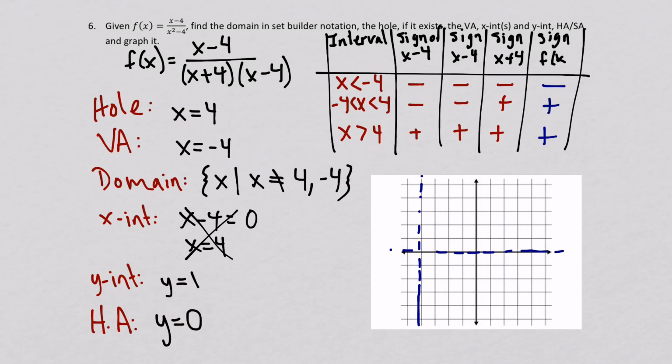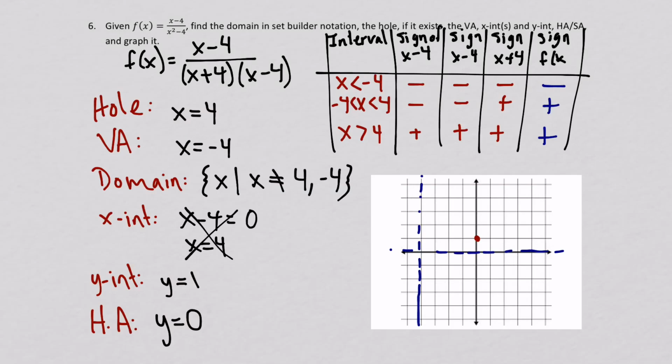Let's do that one in red. What else do I know? I know there's a hole at x equals 4, but that doesn't help us much right now until we know what the shape of the graph is going to be. Once we know the shape of the graph, we could then erase the point that it passes through at x equals 4 and leave a hole in its place.